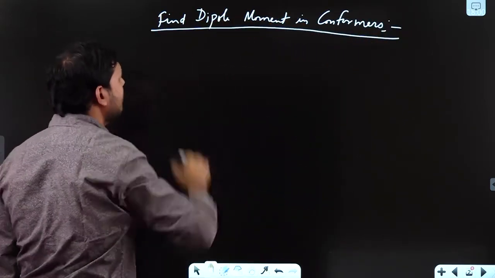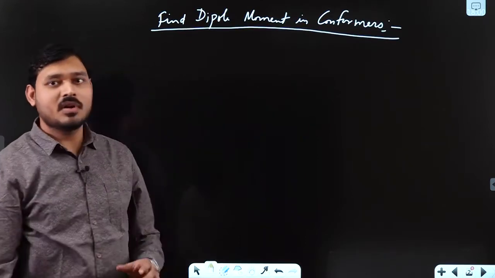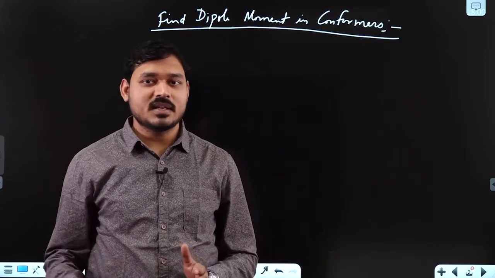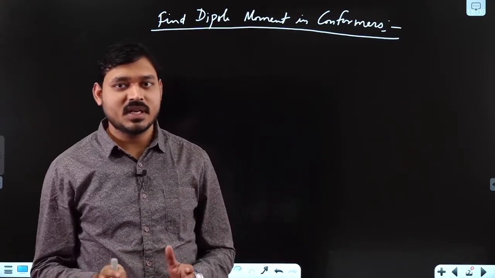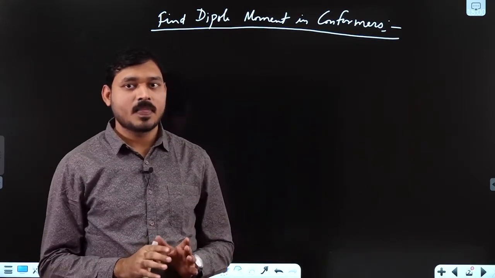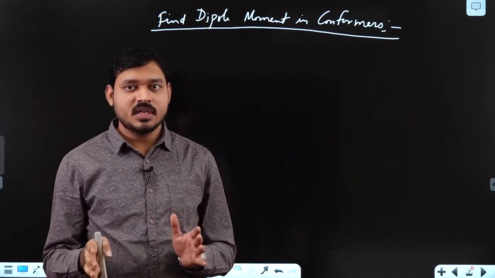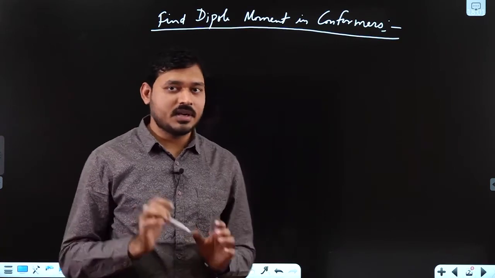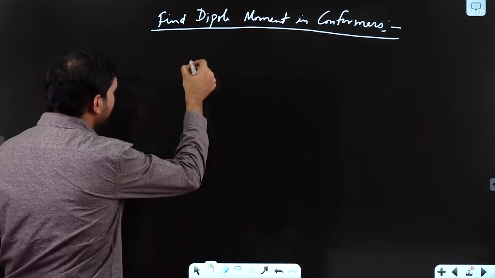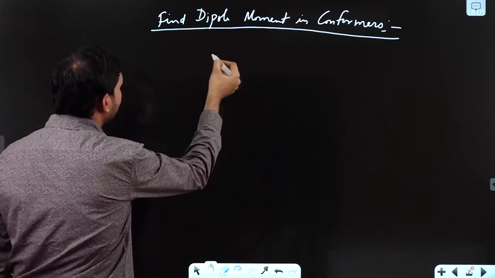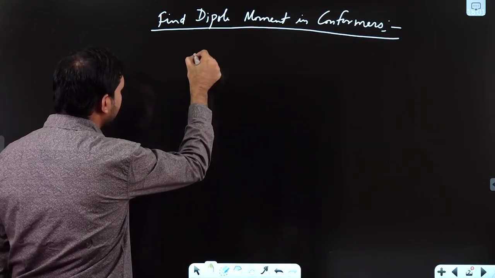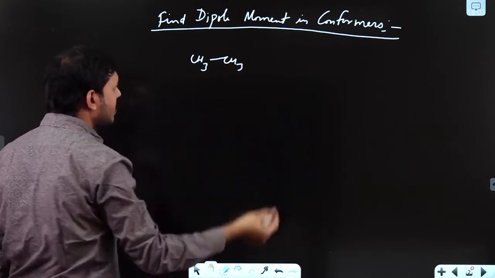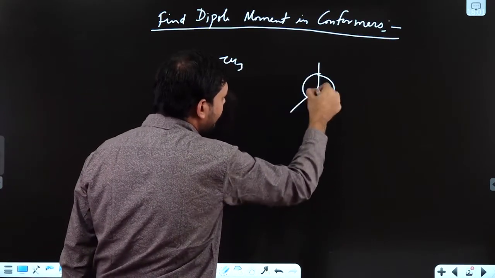Find the dipole moment in conformers. Now, this is one of the best questions in the case of conformers, which has already been asked in various competitive examinations including JEE. Draw the structures and find the dipole moment of the given conformers, right? So let's take a very easy example of butane, or you can say take the example of ethane. Let's first take the example of ethane, CH3CH3. You know you have two conformations.